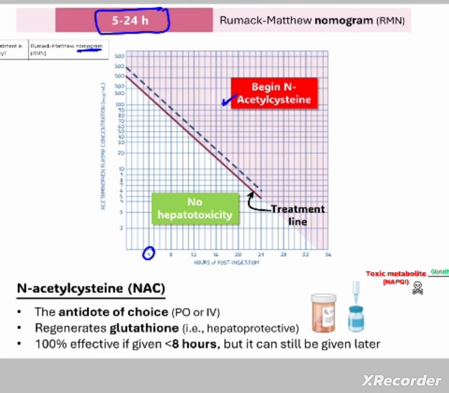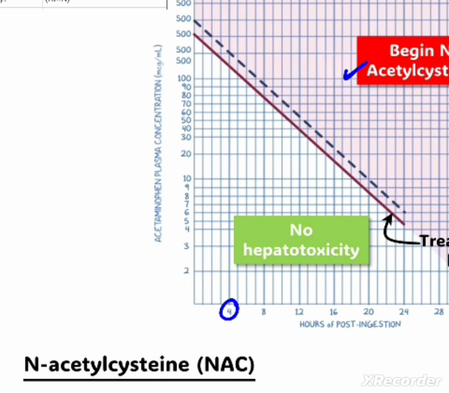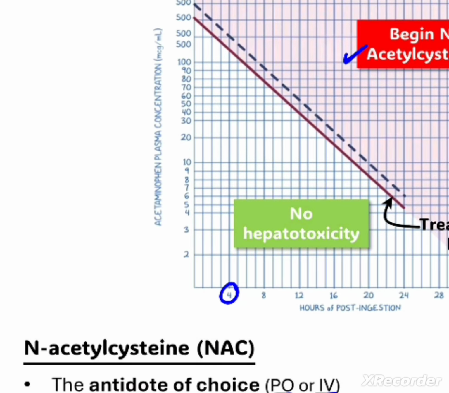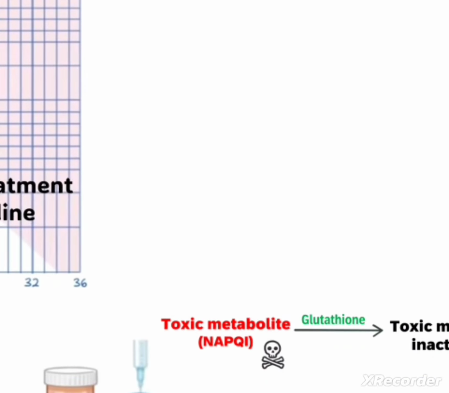So let's come to the antidote of choice for paracetamol poisoning. It's N-acetylcysteine. And N-acetylcysteine can be given orally or intravenously. And the mechanism of action of N-acetylcysteine in cases with paracetamol poisoning is that it regenerates glutathione. You remember, glutathione is an antioxidant which is responsible for buffering the toxic metabolite which is called NAPQI.